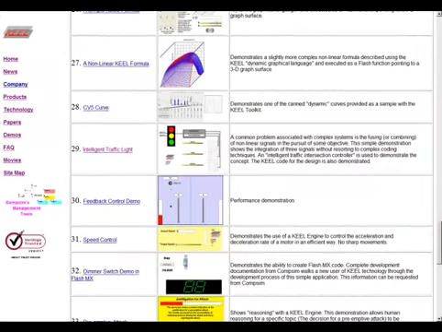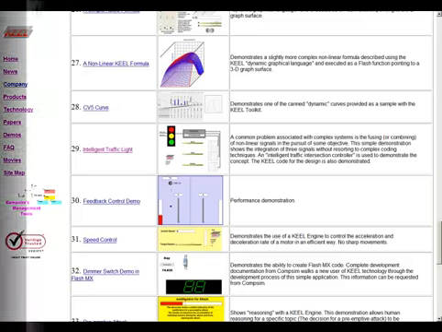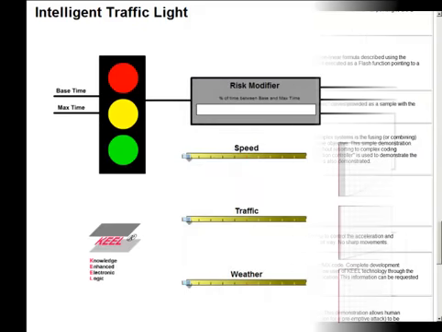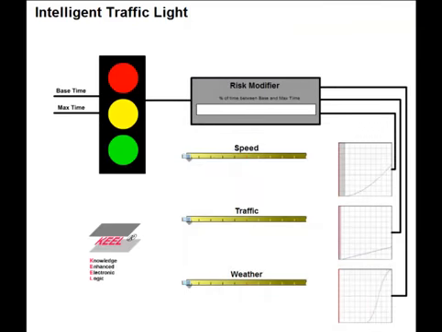Exit out of Demo 25 and return to the list of demos. Scroll down and select demo number 29, Intelligent Traffic Light. This simple demonstration shows how 3 analog sensors can easily be integrated into a cognitive model that can be deployed in a simple device. In this case, we are accumulating 3 risk factors and controlling the length of time that a yellow light will remain on in a busy intersection in bad weather.